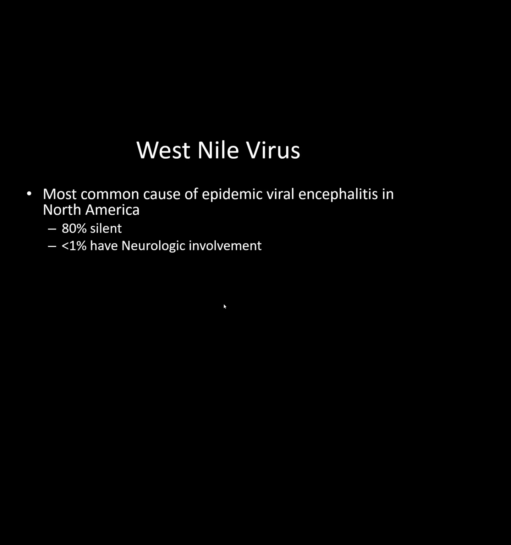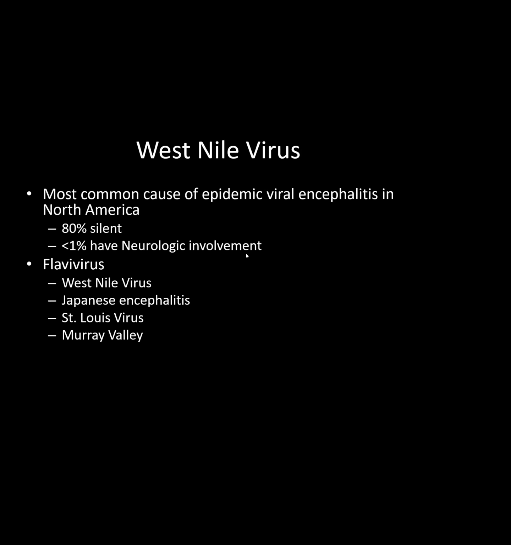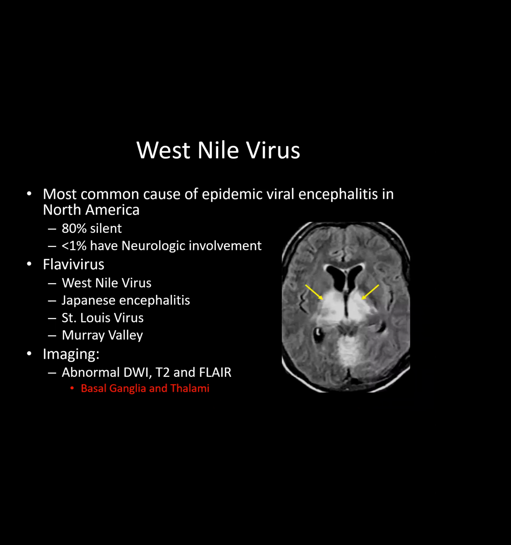So we're talking about viruses. Herpes is a big one you don't want to miss clinically. West Nile is a type of flavivirus. West Nile and other flaviviruses can do different things when they involve your brain, but classically they like to involve deep gray structures like your basal ganglia and thalami, like you're seeing in this case.